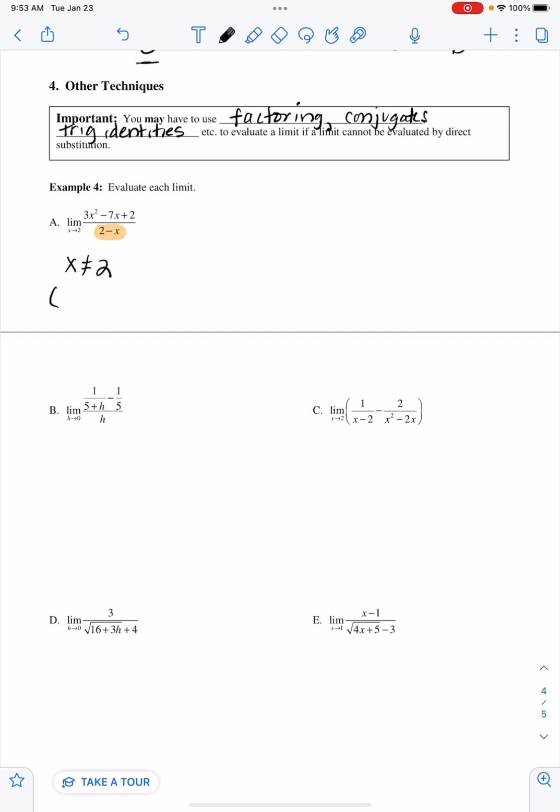And the algebra that we're going to use is factoring. Factoring is going to help us out. Okay, we had one similar to this in our section 2.2 notes where we had to factor and we got a line with a hole in it. And that's what this is going to end up being as well. So you've seen the picture of this. Now we're just going to focus on the algebra.